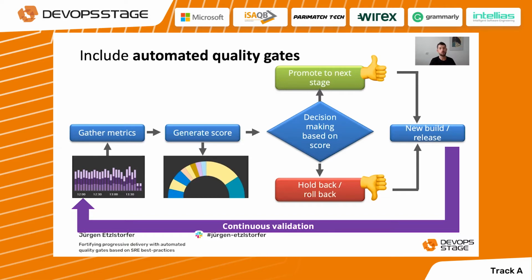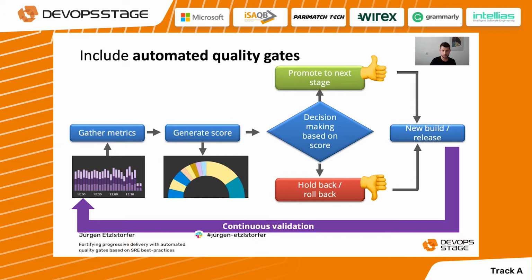Maybe you even want to start this process sometimes in production just to check the quality of the services, just to gather the metrics, generate the score, make a decision. Do I have to roll it back to a previous build, or is everything fine? So that's really the concept of a quality gate that you want to automate. You want to automate the gathering of the metrics, the generation of the score, the decision-making process. Everything should be automated so you can do it as often as possible to really guarantee the specified quality of your service.